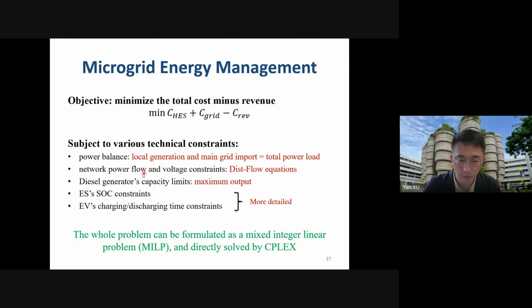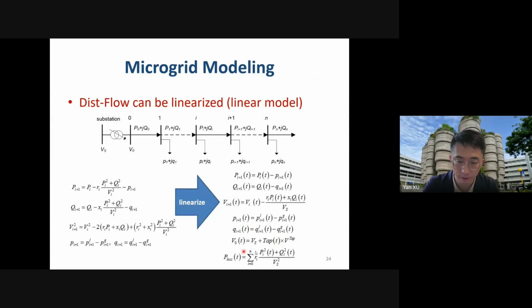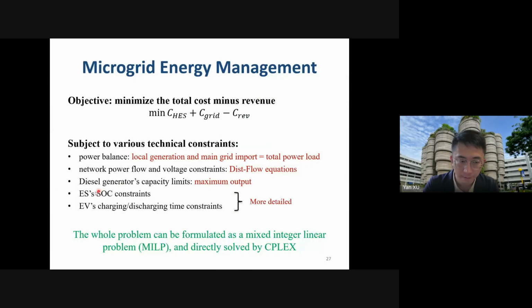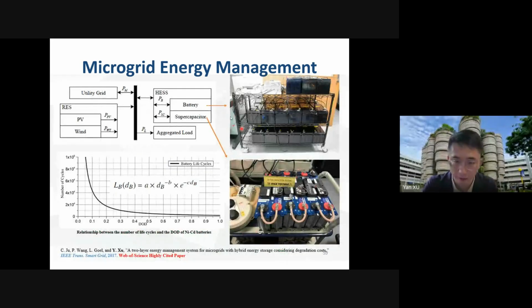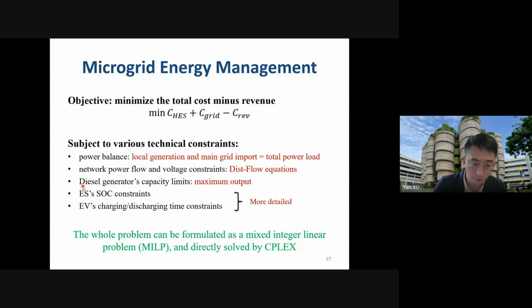And the network power flow and the voltage constraints are denoted as the linearized distribution power flow model. And we have, of course, the constraints, including the diesel generator's capacity constraint. Here, actually, we can also consider the diesel generator. You remember in our microgrid project, we have a Rolls-Royce diesel genset. So we need to model the upper and the lower capacity bound. And for the energy storage system, the state of charge, right, should be considered.